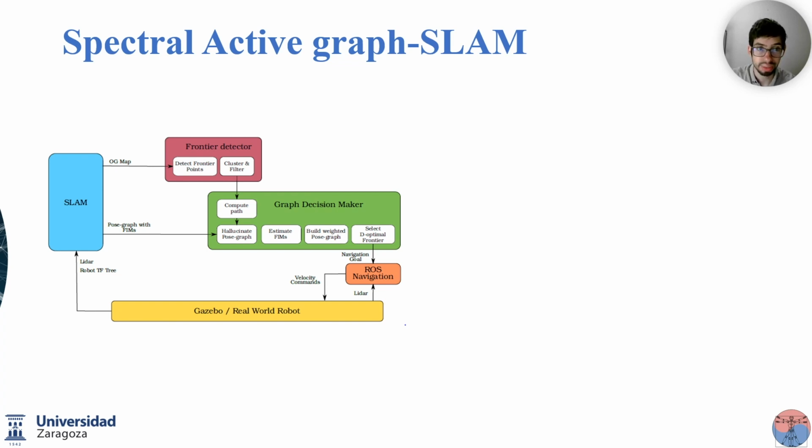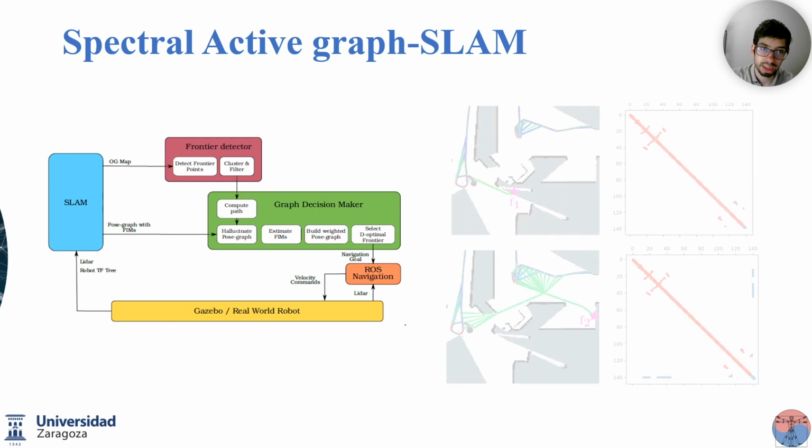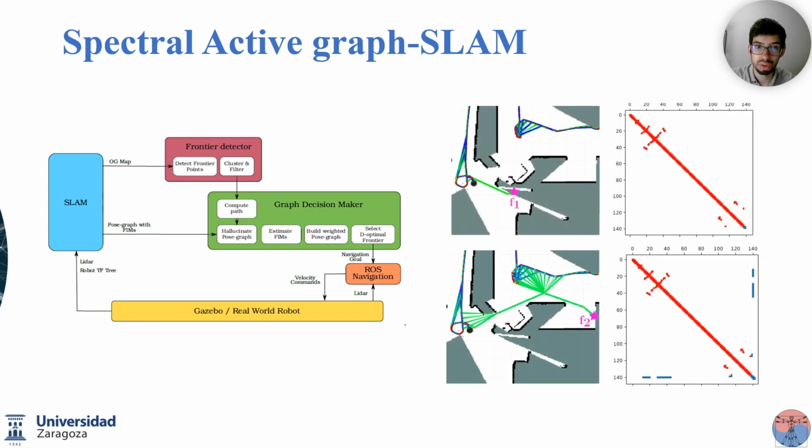To achieve this, we adopted a three-stage approach in which a set of candidate goals is identified, and then optimality criteria is used to select the most beneficial one. One crucial step in this method is estimating the future expected states, which in this case translates into computing the posterior pose graphs over which to compute the spectral graph metrics. The two figures displayed in the right part of the slide illustrate this concept.